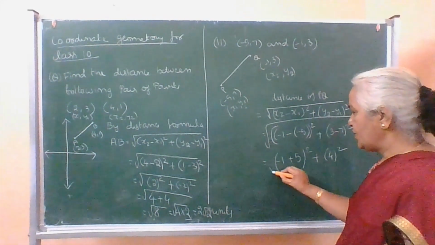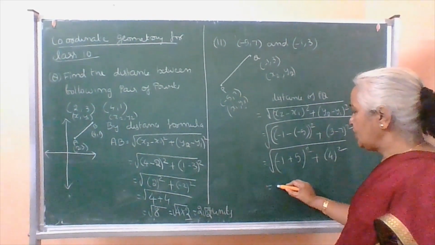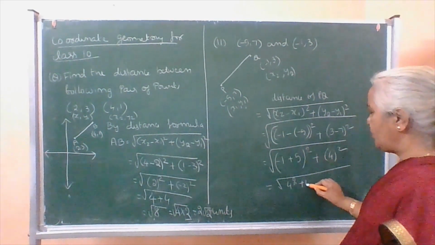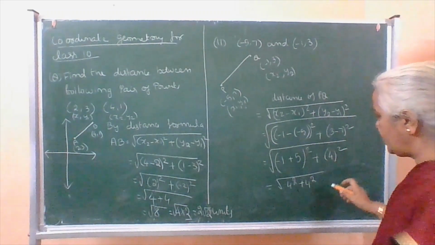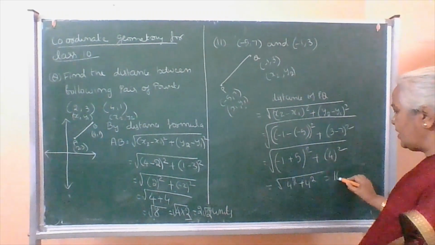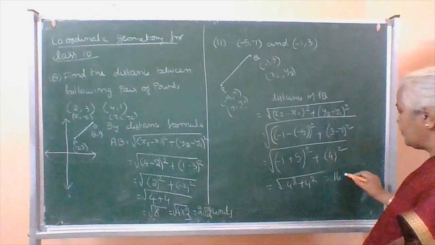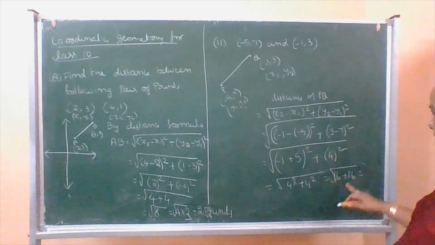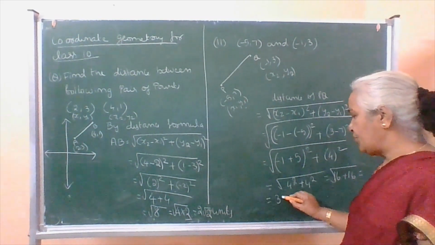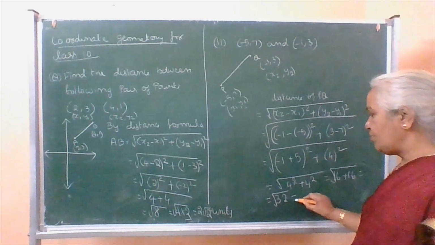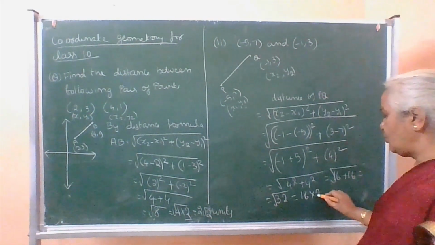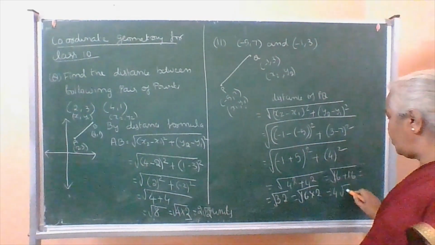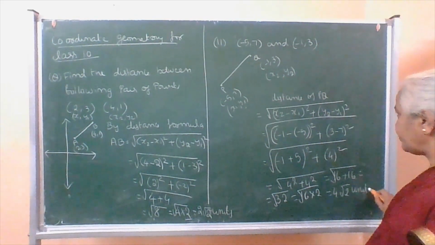Now it is square root. Now here 5 minus 1 is 4, so 4 square plus 4 square. 4 square is 16, and here also 4 square is 16. Now 16 plus 16 is 32. Square root of 32 can be written as 16 into 2. Therefore it is 4 root 2 units.